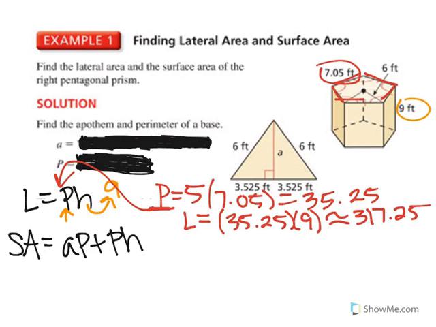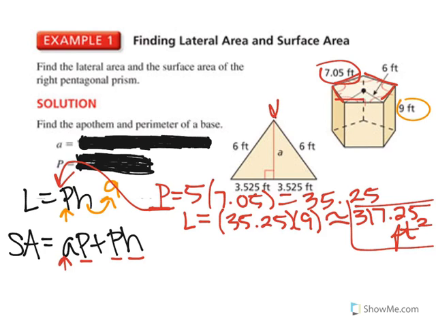Okay, so that's feet squared as well. So we found our lateral area, and now we need to find our surface area. We have our perimeter, and we have the height of our prism. The only thing we don't have is our apothem.